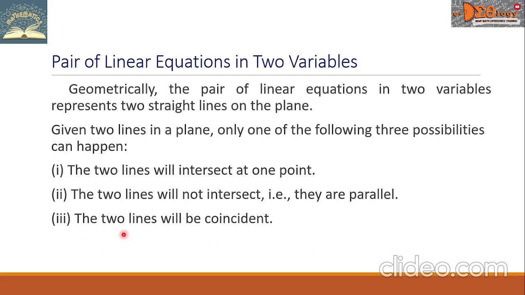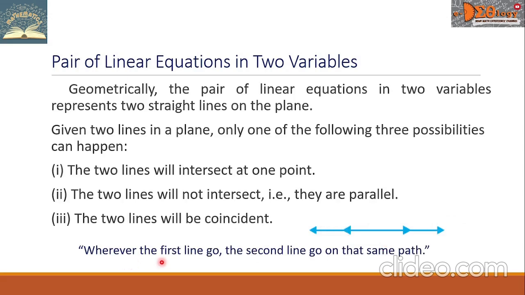Third possibility, the two lines will be coincident. This is an example of two lines that are coincident. We say that wherever the first line goes, the second line goes on that same path.